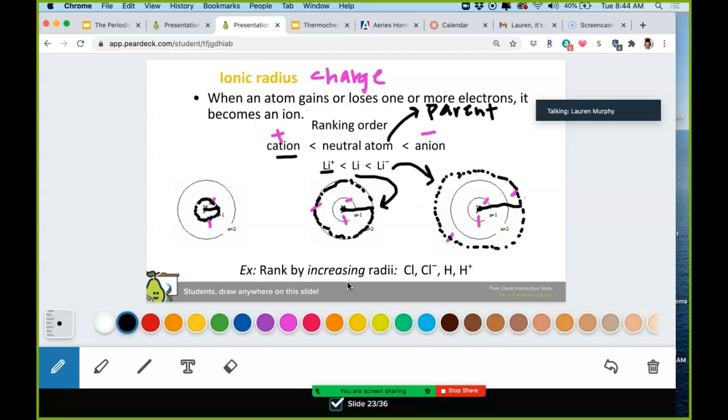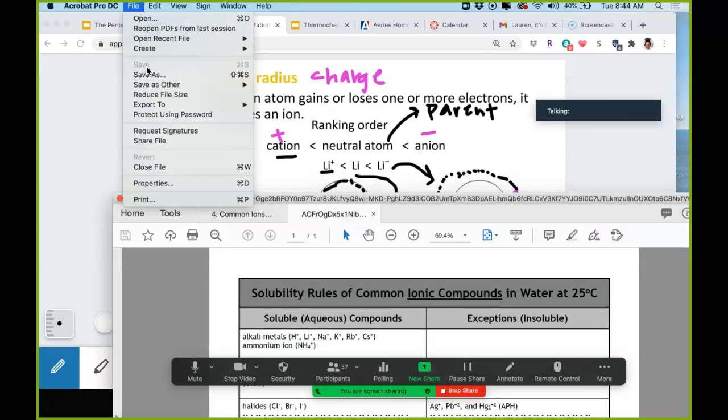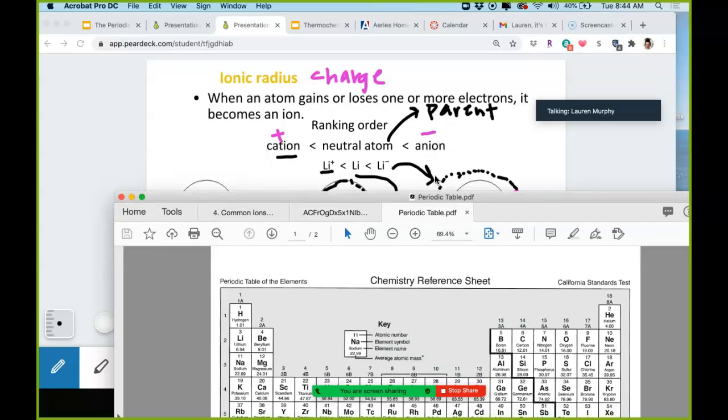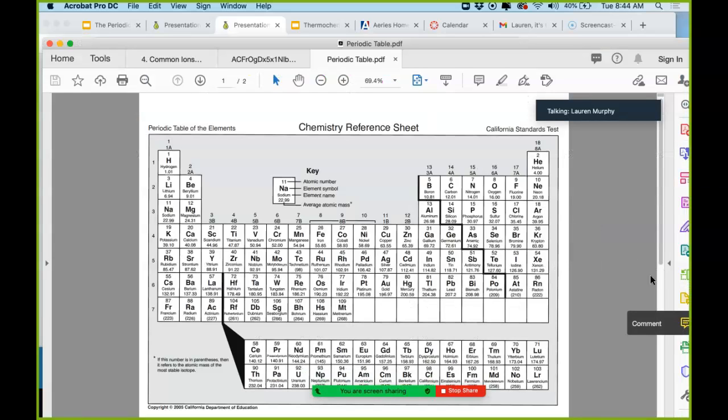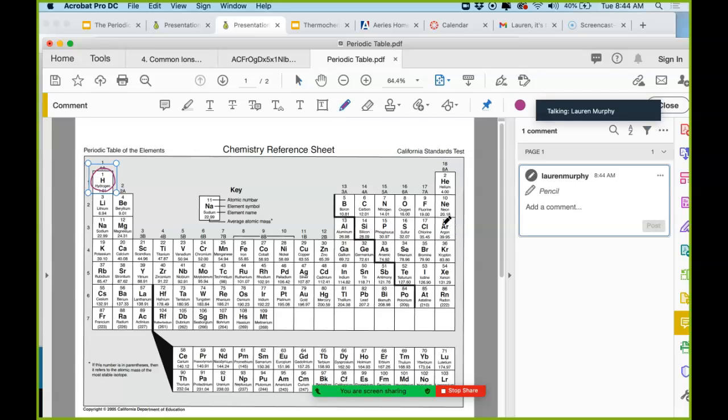Okay, so if this says rank by increasing radii, remember increasing means smallest radii to largest radii. We're going to locate these 2 guys, so I'll pull up my periodic table. So we've got hydrogen and chlorine that we're comparing. Okay, so here's hydrogen, here's chlorine.